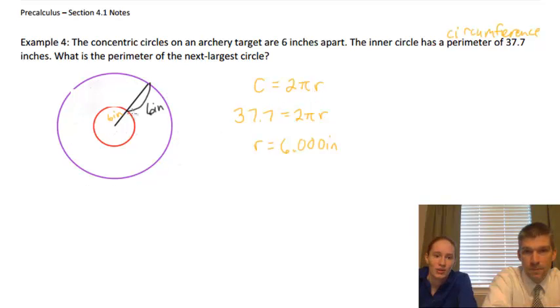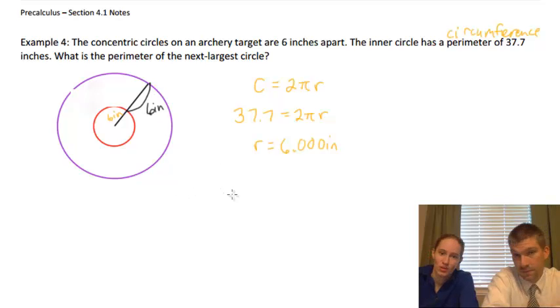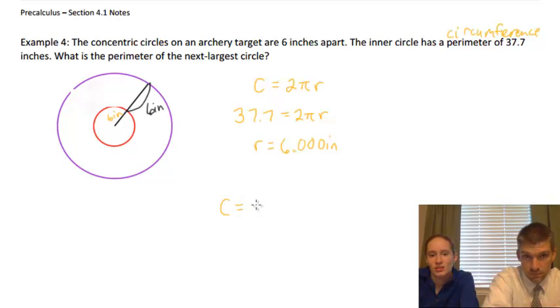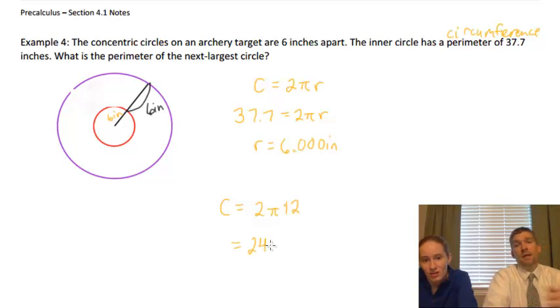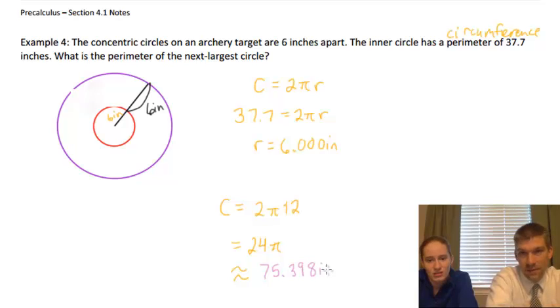2 pi r. But now we know that the radius is 12. So C equals 2 pi times 12. Now we just figure out what that is. What is that? 24 pi? 24 pi. And again, since they gave us decimal answers on this, we could actually crunch the decimal answer out, and it's a word problem. 75.398 inches. So units are important.